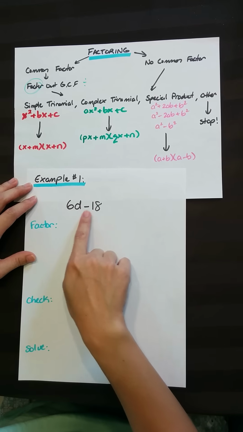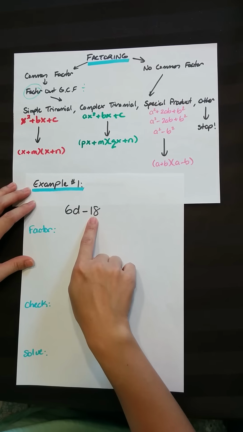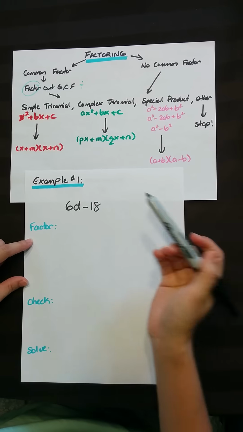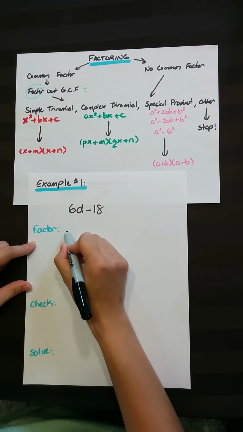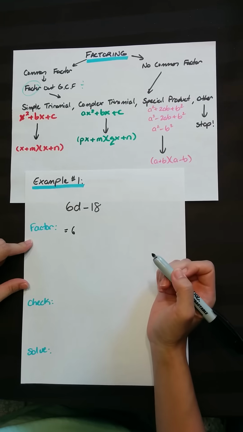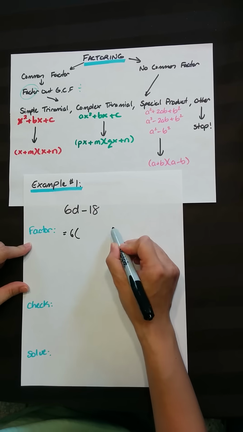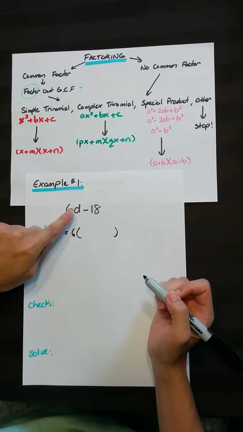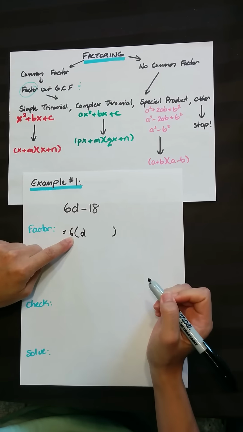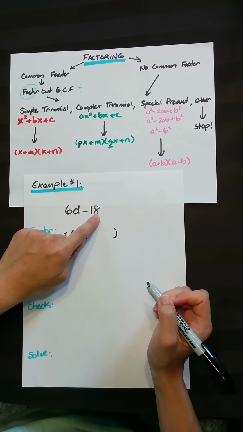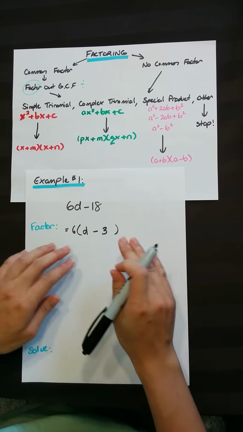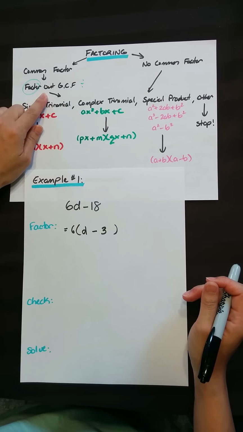And I'm taking a look and saying, okay, well, the greatest common factor looks like both of these can be divided by 6. So in order to factor, I'm going to divide this by 6. Okay, I'm not going to forget my equal signs. I'm going to put my 6 down. That's my greatest common factor. And then whatever's left over, I'm going to put in brackets. So 6d divided by 6 leaves just d by itself. And then I'm going to minus what 18 divided by 6 is, and that would be 3. So this is factoring right there, and I've finished this step.